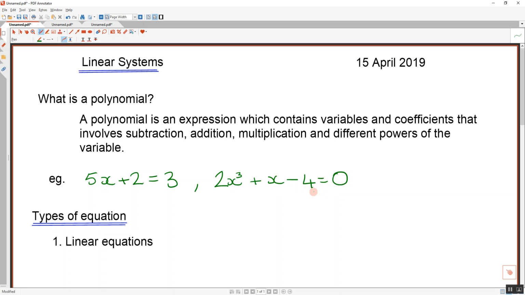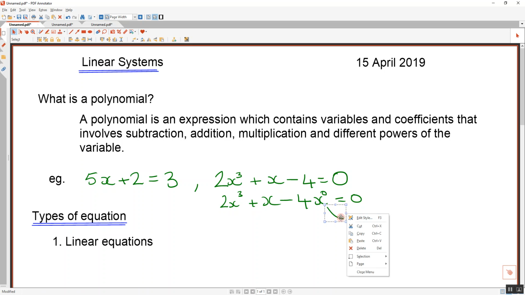Let's see who's really concentrating. Is there an x term in this part? No. Is there an x term in this part? Yes. No. There is. If I write it out again, 2x cubed plus x minus 4x to the power of what? 0. Good, because what is any number to the power of 0? 1. Any number to the power of 0 is 1.